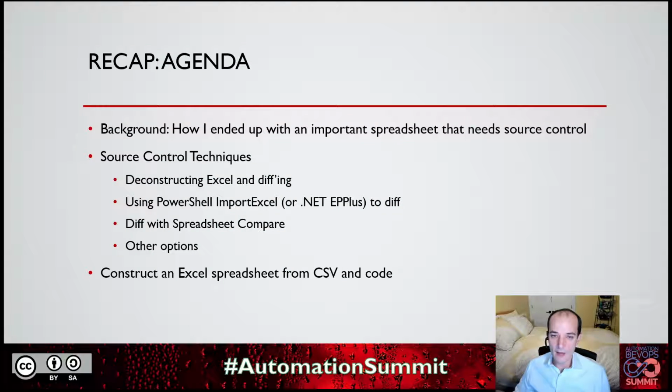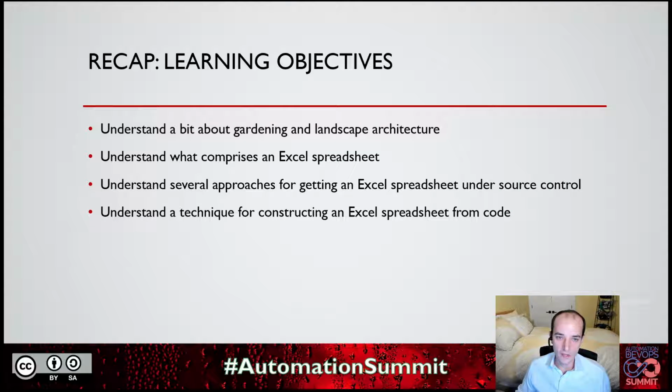So with that, let me wrap up. I'll recap our agenda here and see how we did. I took you through how I ended up with such an important spreadsheet that needs source control, and hopefully you have an appreciation for that. I took you through a number of source control techniques, and you saw my thought process and how I evolved and got to the decision of what to use here. And then finally, I took you through the process of constructing an Excel spreadsheet from a combination of CSV and additional code in PowerShell. So let's review and see if we achieved our learning objectives.